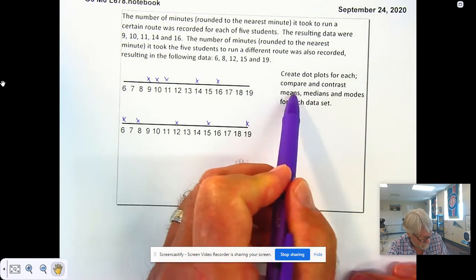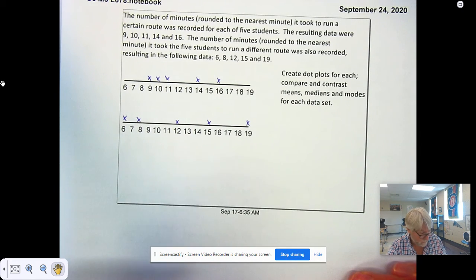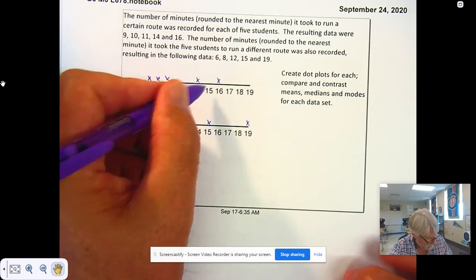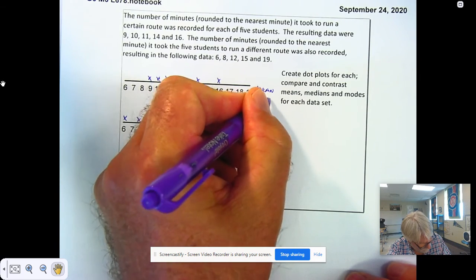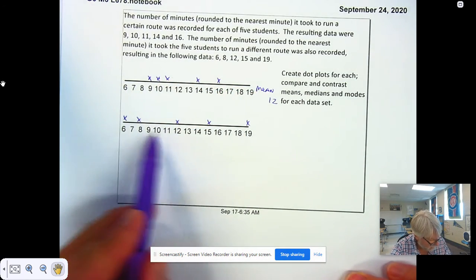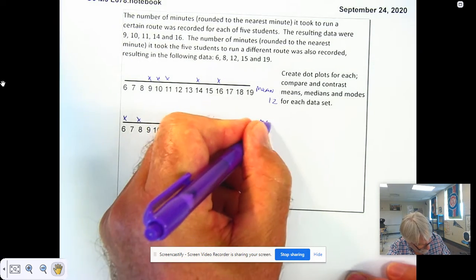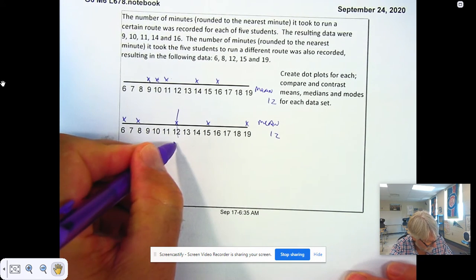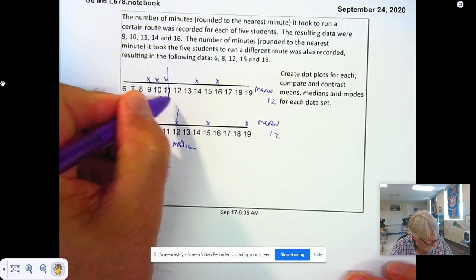So compare and contrast the means, medians, and modes for each. Take a moment, please, and calculate the mean, median, and mode for each. I'll be here when you have those. 20, 30, and 30, that's 60 divided by 5. We've got a mean of 12. 25, and 30 is 55, that's 60. We've got a mean of 12. One, two higher, one, two lower. The median is 12, and the median is 11.